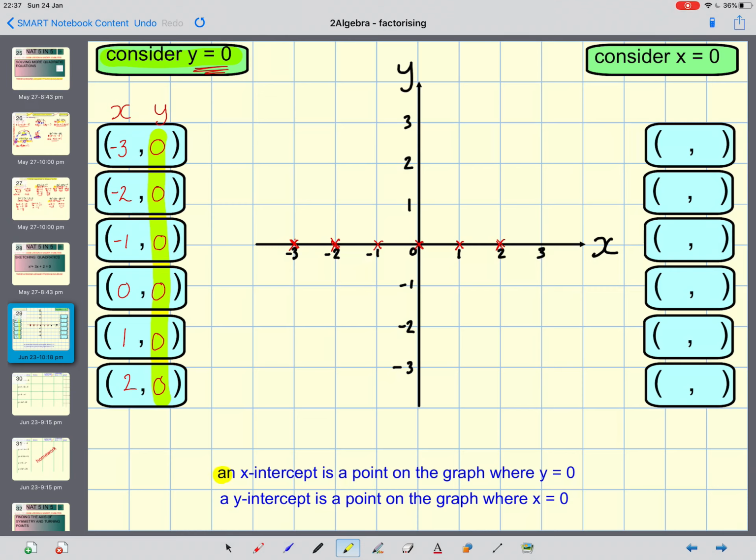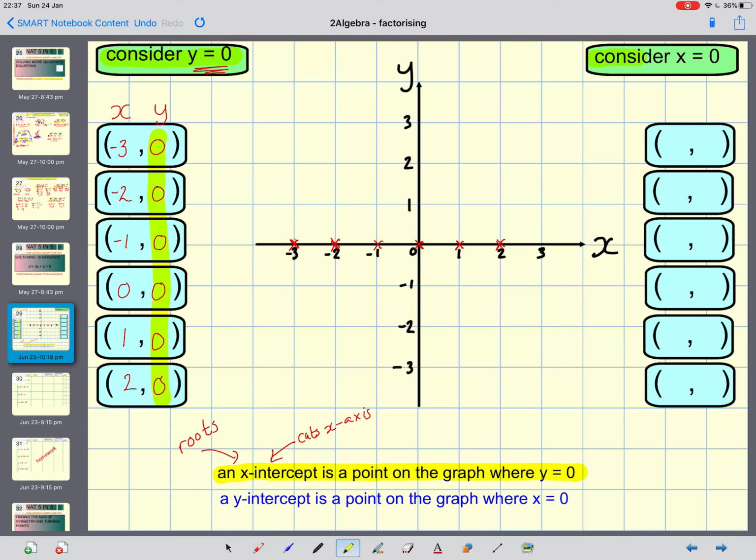So you can see here I wrote at the bottom, an x-intercept is a point on the graph where y is 0. So we'll say x-intercept, or we can say cuts the x-axis. And again, in previous videos we've talked about this being known as the roots. So when you're asked to find the roots of something, you're finding where it cuts the x-axis.